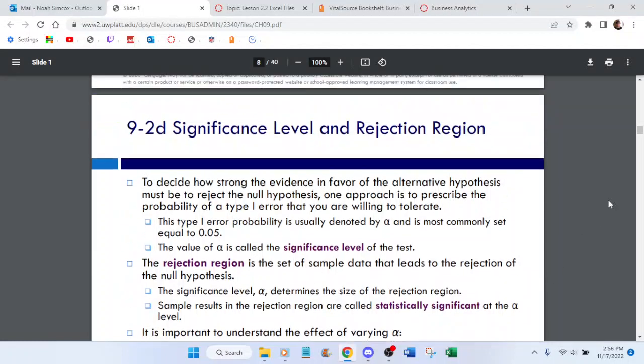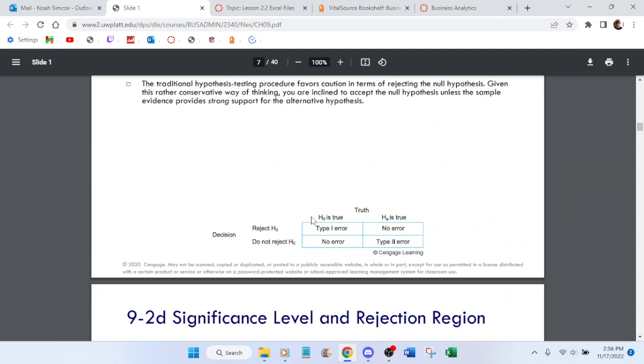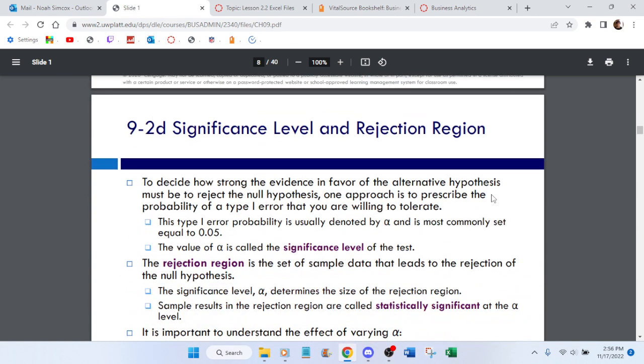Significance level and rejection region. To decide how strong the evidence in favor of the alternative hypothesis must be to reject the null hypothesis, one approach is to prescribe the probability of a type 1 error that you are willing to tolerate. Type 1 error: you reject the null hypothesis even though the null hypothesis is true.